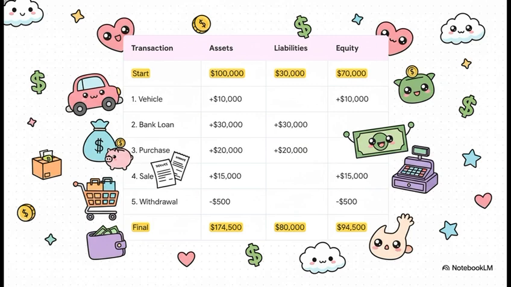Third, we purchase 20 grand worth of goods on credit. Those goods are inventory, another asset, so our assets are up. But on credit means we haven't paid yet. We owe that money, so our liabilities also jump up by 20 grand.